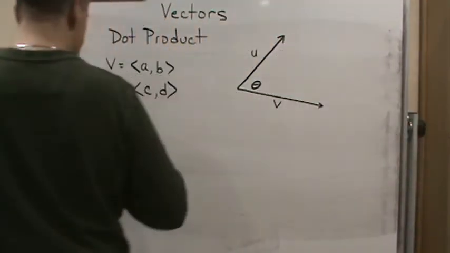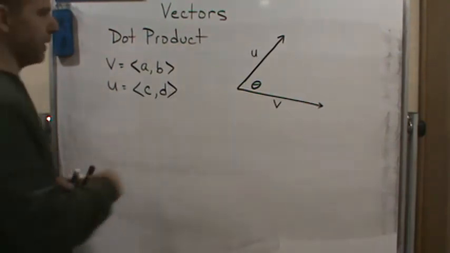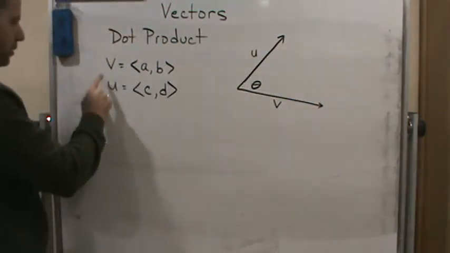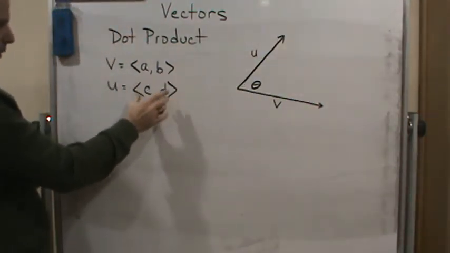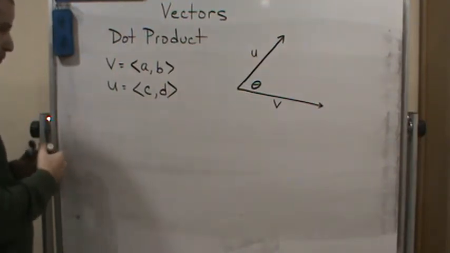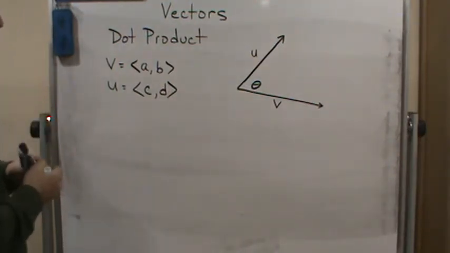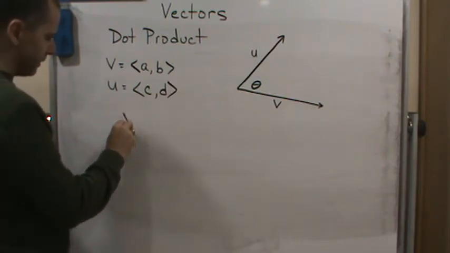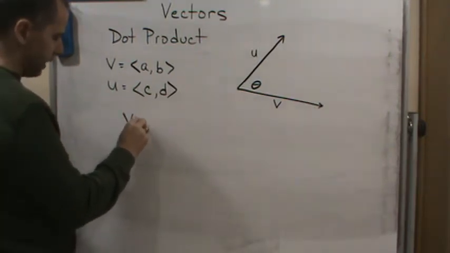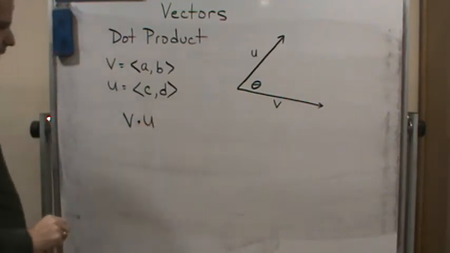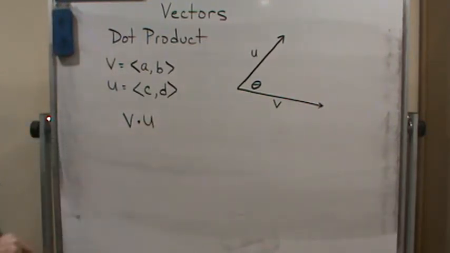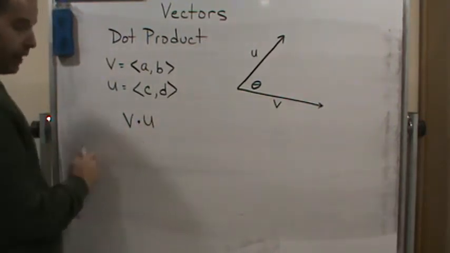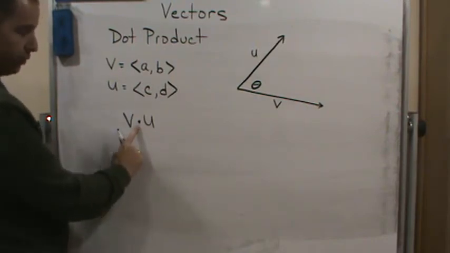So let's set this up. So if I have v and u, so here's my two vectors, right? And here's the way they are. They're written in standard position, right? So what does this mean? It means that if I want the dot product, which I represent like this, so when I multiply two vectors together, this is called the dot product, okay, since we're using a dot.